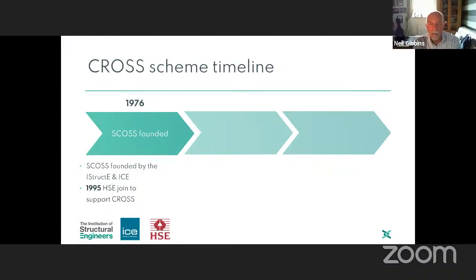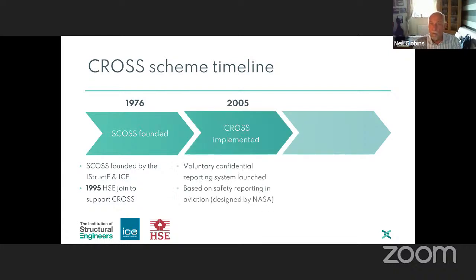In 1976, the structural safety profession founded the Standing Committee on Structural Safety by the two bodies that most structural engineers belong to, the Institution of Structural Engineers and the Civil Engineers, and the HSE joined into that group in 1995. CROSS was a product of that standing committee. The great and good of the structural engineering world decided that one facet that was missing from their profession was the ability to report matters of interest, matters of concern in a confidential manner.